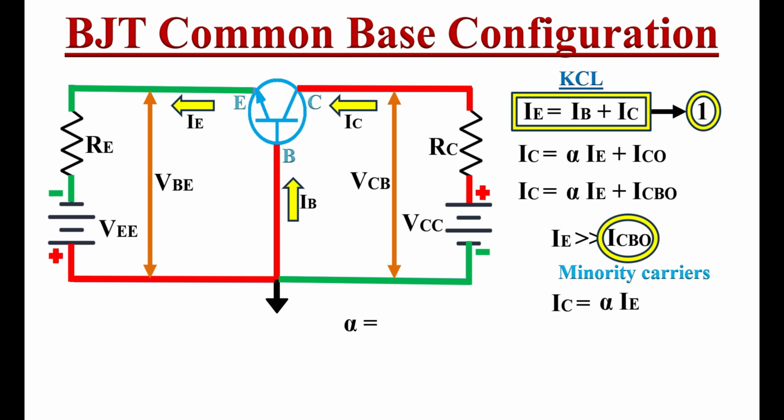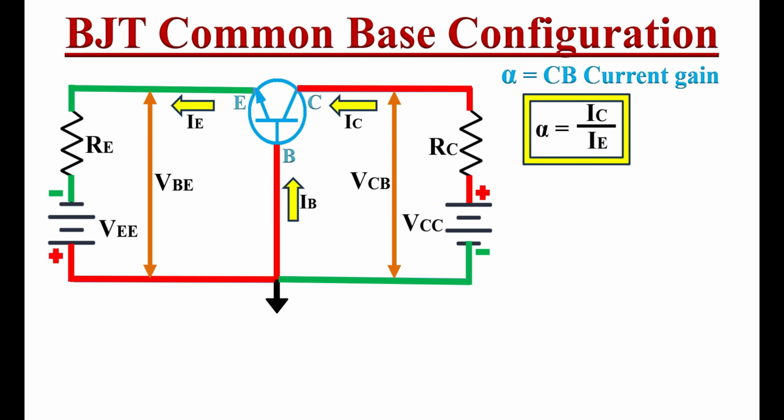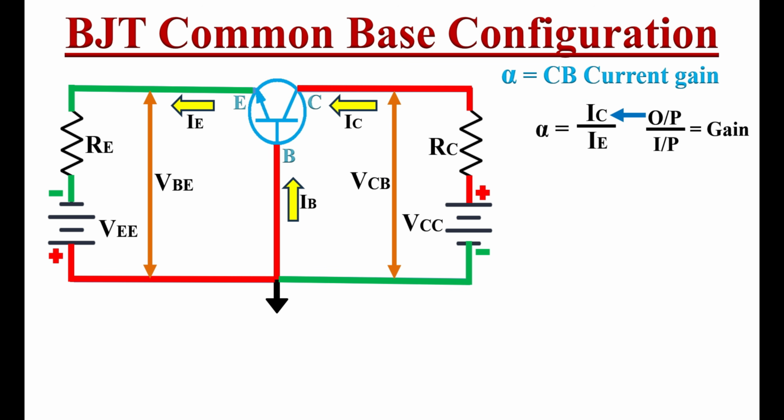Therefore, alpha equals IC divided by IE. This is a very important relation. This alpha is denoted as the common base current gain. We already know that gain equals output by input. Here IC is the output current, and IE is the input current.